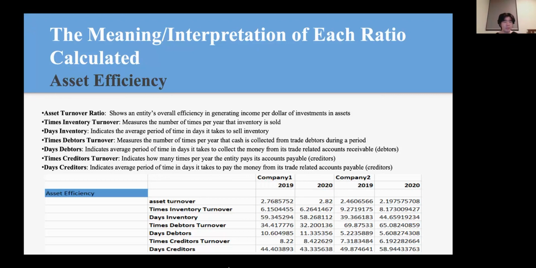The sixth part is creditor turnover. It indicates how many times per year that the entity pays its accounts payable. Finally is days creditors. It indicates the average period of time in days that it takes to pay the money from its trade-related accounts payable. Data of asset efficiency is shown on this diagram.